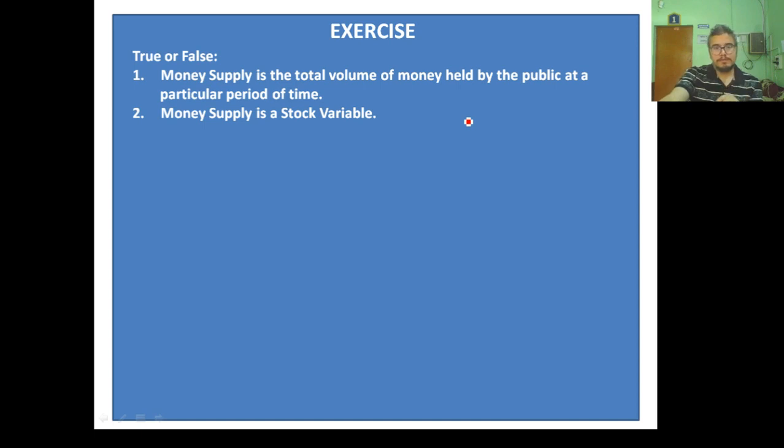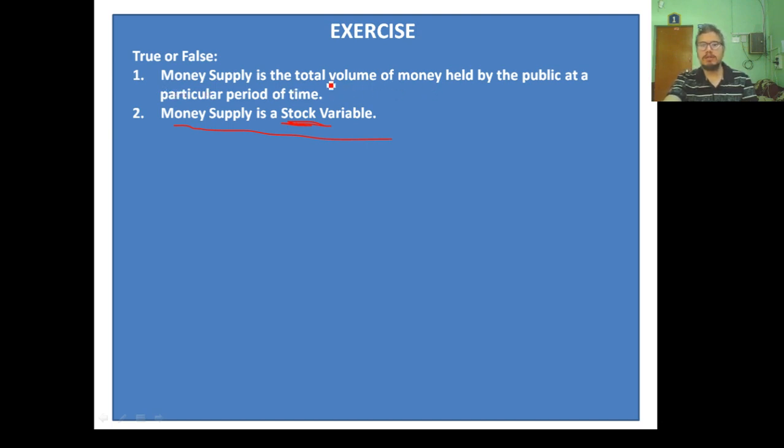Let's see whether you are doing it at your home or not and try to figure out whether you are getting a correct answer or not. First read the questions properly, both the questions. Now here I will start with the second question. Money supply is a stock variable. It is a very clear question. Stock is written here, so it is true. It is a true statement.